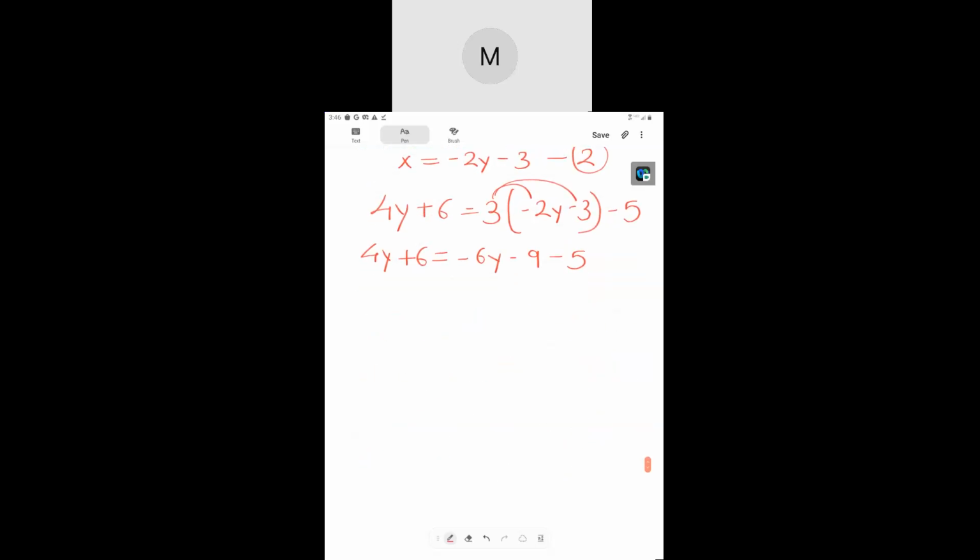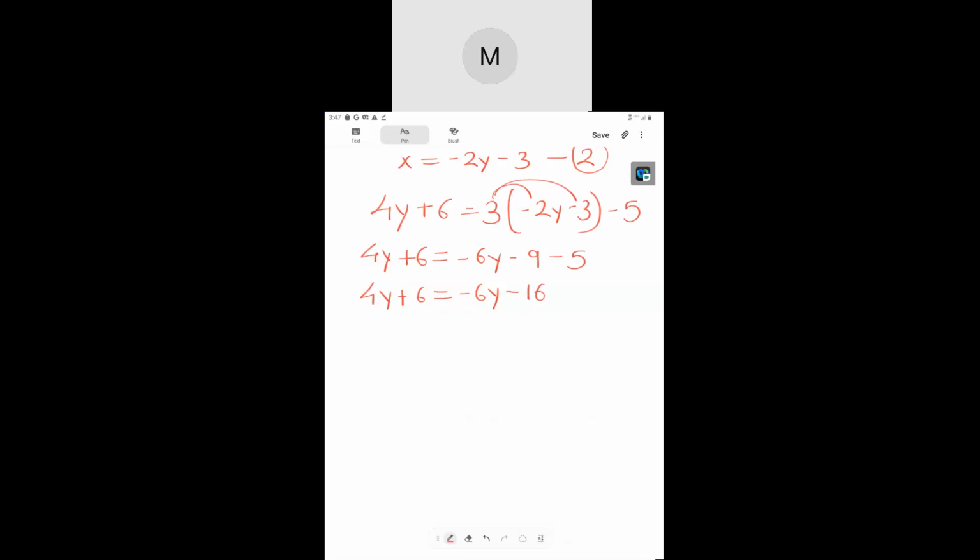Now I'm left with 4y plus 6 equals negative 6y minus 9 minus 15. It's minus 9 minus 15. It's not 9 minus 5. It's not 5 minus 9. When you have two numbers, both with negative signs in front of them, you add the numbers, but you put a subtraction sign in front of it.